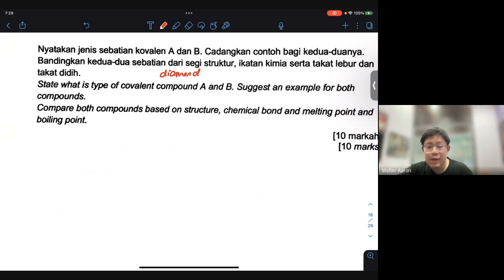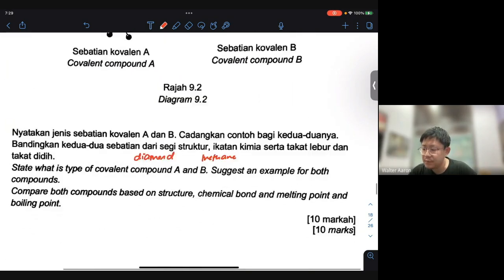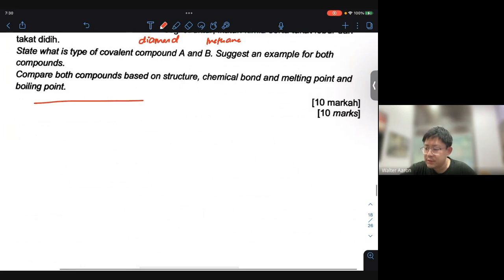And compound B, I put here as methane, because the first thing that comes to my mind is methane. Okay. All right. Now, let's just draw a table, perhaps.